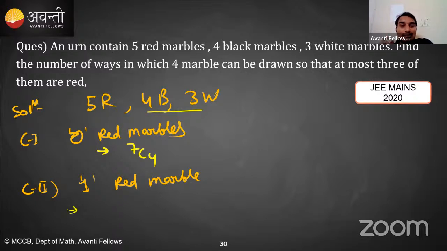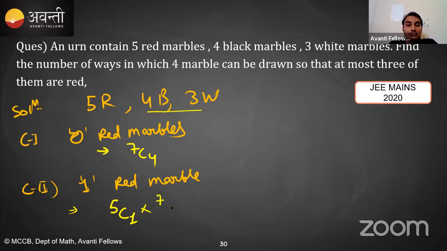Means now it is like 1 red marble and the rest of the 3 can be of any color. Means 3 can be black or white, or 2 black, 1 white. We don't have any problem. But what is constant? Only 1 has to be a red marble. So what you do? Select 1 red marble out of 5 and now you have to select 3 marbles from 4 black and 3 white.